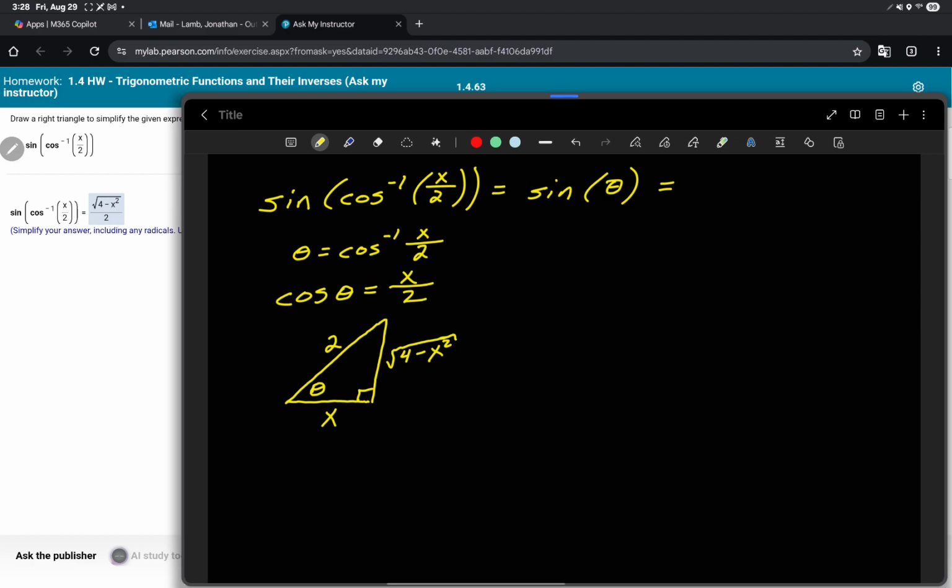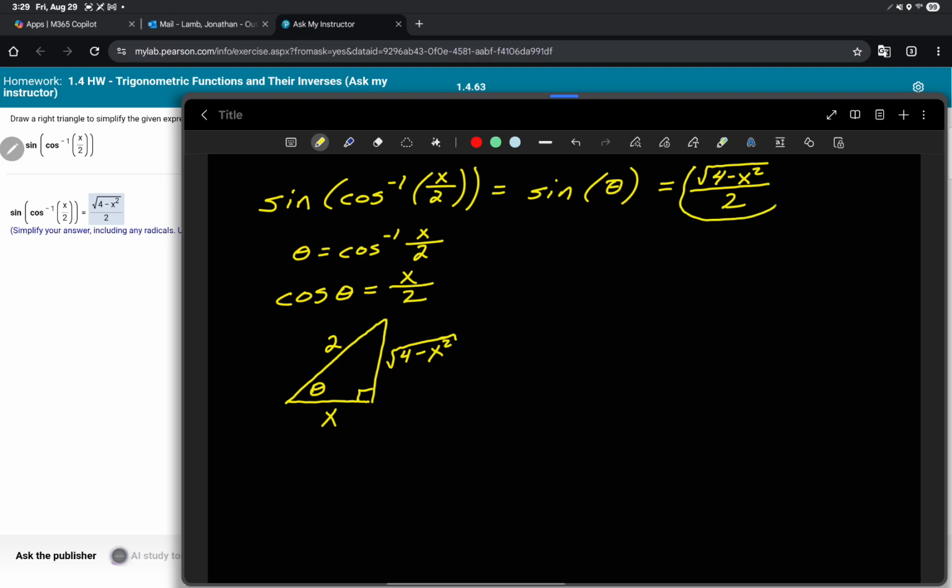Now, the final answer to the question, I use this to answer, and I just say, well, I'm supposed to answer what the sine of theta is to get to the final answer. Well, sine of theta is the opposite over the hypotenuse, and so we would get our square root of 4 minus x squared all divided by 2. And that would be our nice final answer there.